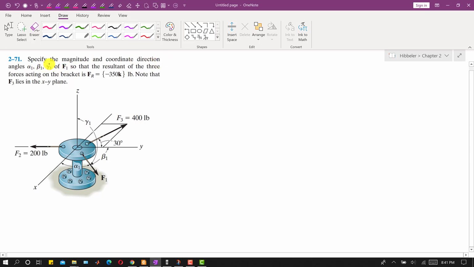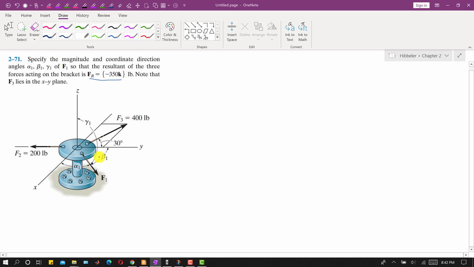Now I am going to solve this particular problem. In this problem it is said to specify the magnitude and coordinate direction angles alpha 1, beta 1 and gamma 1 of F1 so that the resultant of the three forces acting on the bracket is Fr equals minus 350k. So the resultant is only acting in the negative z direction, right? And it is said that F3 lies in the xy plane. So this F3 is lying in the xy plane, which means the F3z component is 0, right?